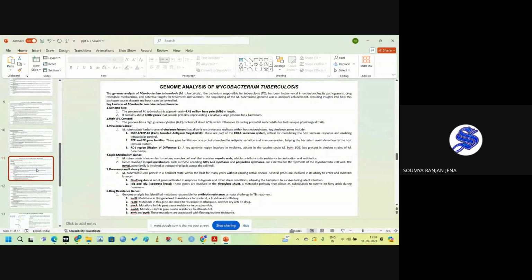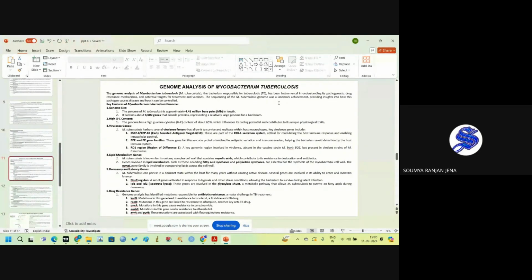Then, if we go to the next one, that is genome analysis of Mycobacterium tuberculosis. This genome analysis of Mycobacterium tuberculosis, responsible for tuberculosis, as we know TB is a very life-threatening disease, has been instrumental in understanding its pathogenesis and drug resistance mechanisms, because TB patients have some drug resistance mechanisms, and in identifying potential targets for treatment and vaccines.